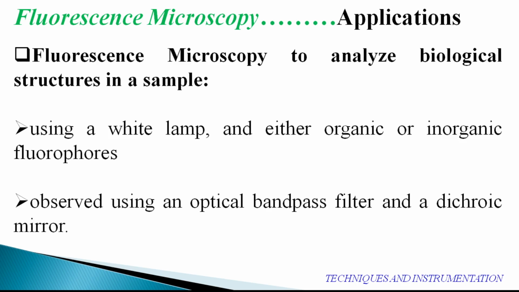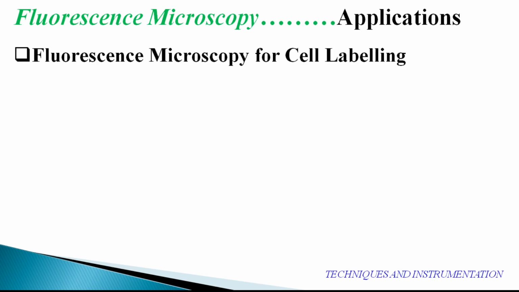So fluorescence microscopy plays a significant role to analyze biological structural samples. Another important aspect of fluorescence microscopy is that it can be used for cell labeling. So fluorescence microscopy is more often used for cell labeling. Now what is exactly cell labeling? This is also a kind of tracer pathway, in which only the important or desired cell organelle or desired cell protein structures are targeted and recognized properly.